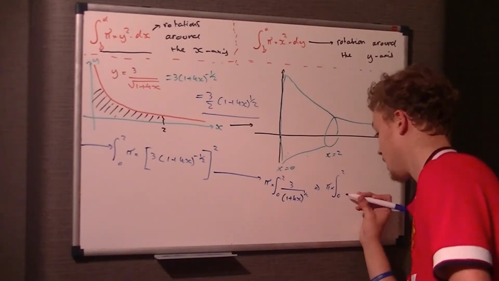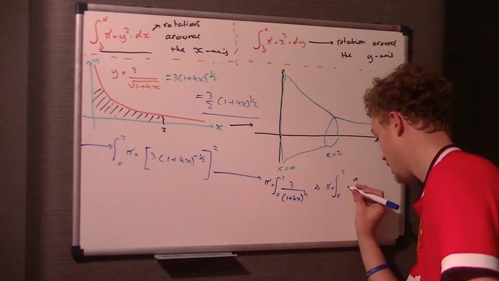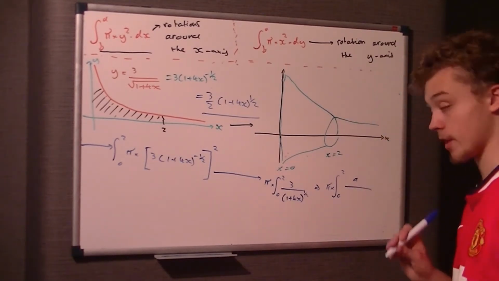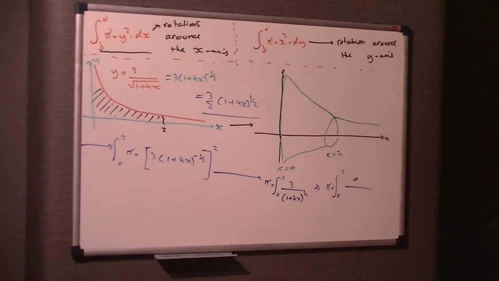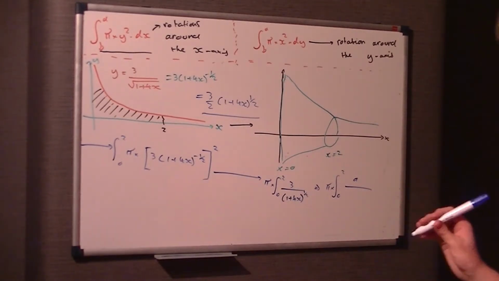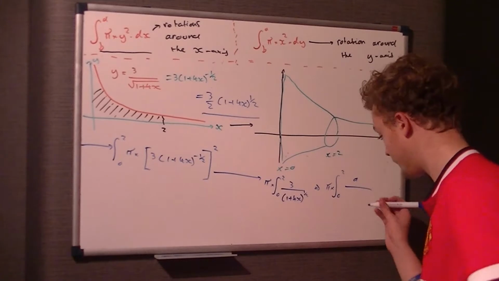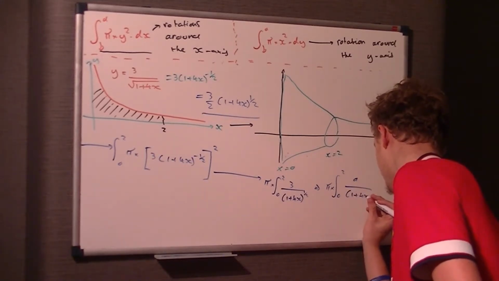2 and 0. So 3 squared is obviously 9 over, now it's not 1 plus 4x to the power of a half, because a half times a half, when we're multiplying, when we've got a power outside the bracket, we times it by the power inside the brackets, we are multiplying powers. So that means it's just over 1 plus 4x.